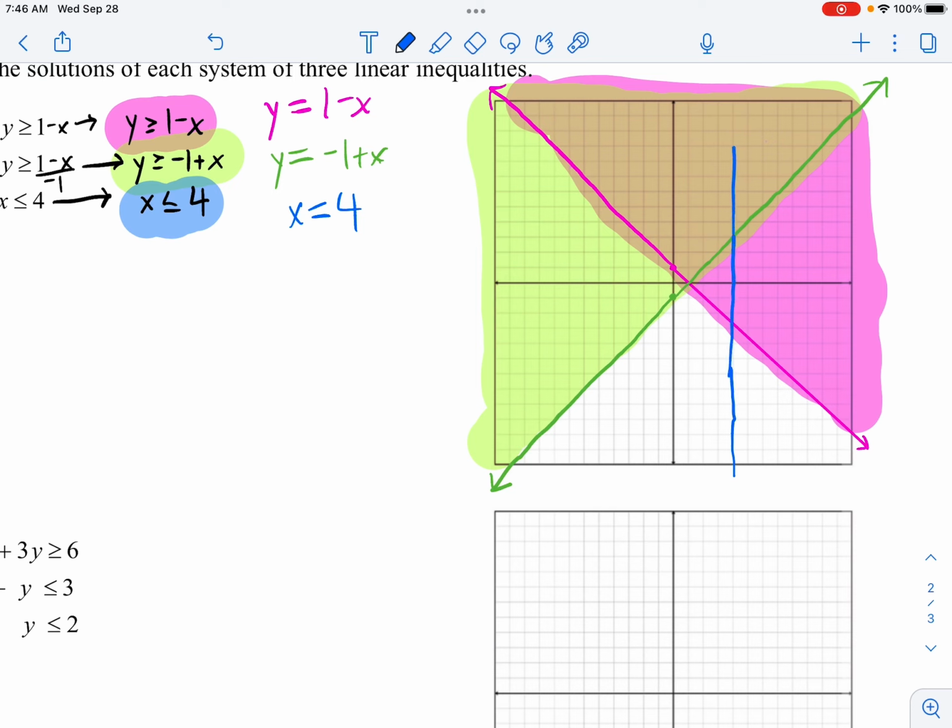So that's what I'm doing here. X equals gives vertical lines. So this blue line is the line where x equals 4. I want to shade all the x's that are less than or equal to 4. So less than or equal to this line means to the left of it, because x decreases as we move to the left. So I'm going to shade all that in here.